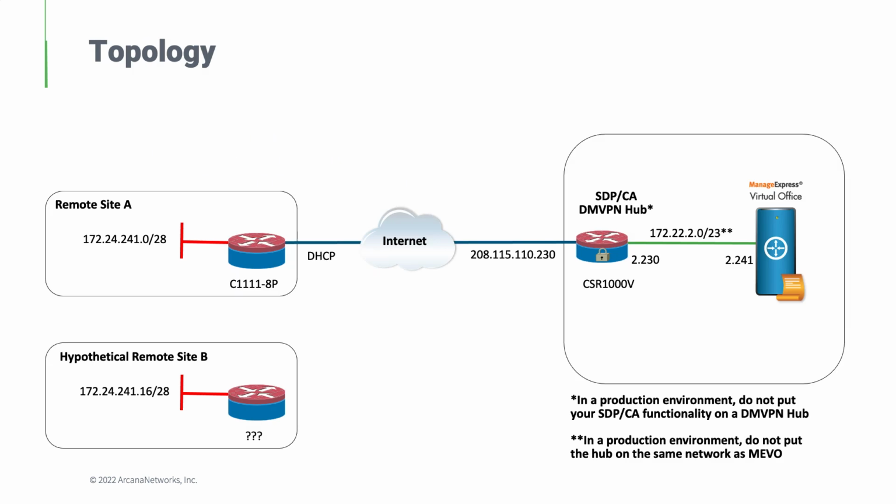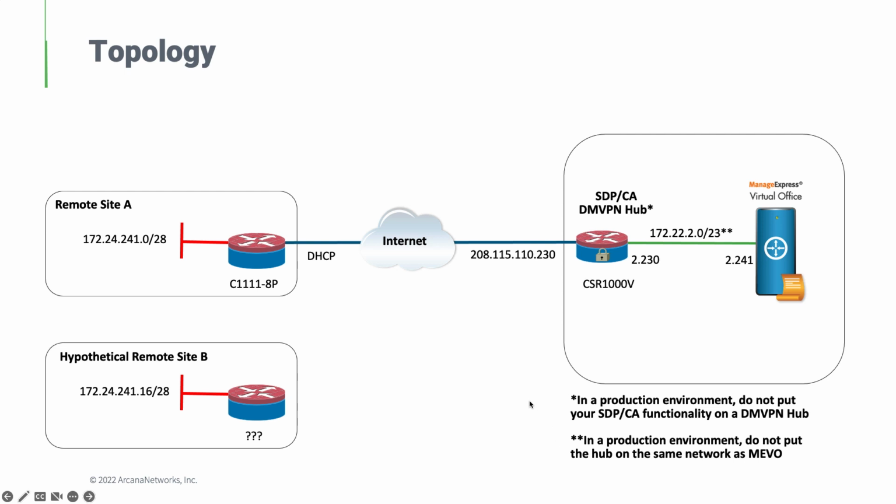This is the topology we're going to be using for the lab. Today's video is mostly just going to be on the installation of the MEVO server. So we're just going to be looking over on the right side today. The MEVO server is a Windows server, and for my lab environment, it needs the IP address 172.22.2.241. I have some extra notes here.